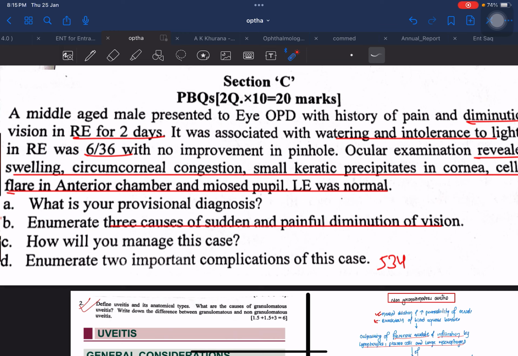How will you manage this case? We already talked about management of this case. Enumerate two important complications of this case. We talked about complications of this case also. So this was all about uveitis.